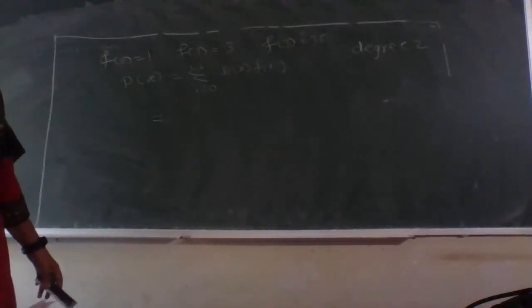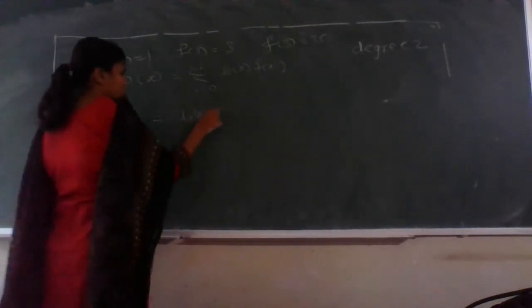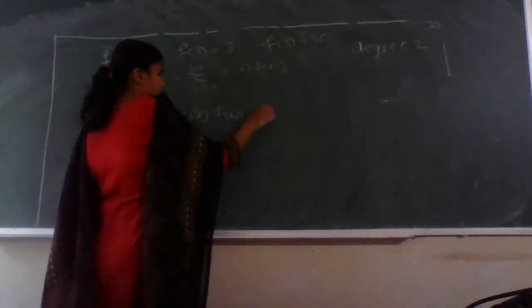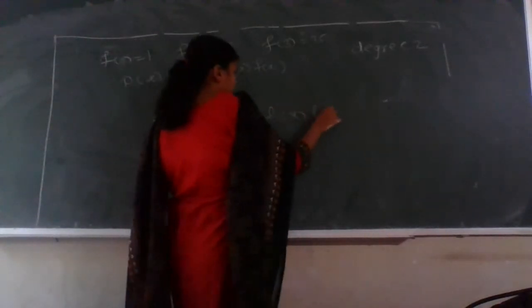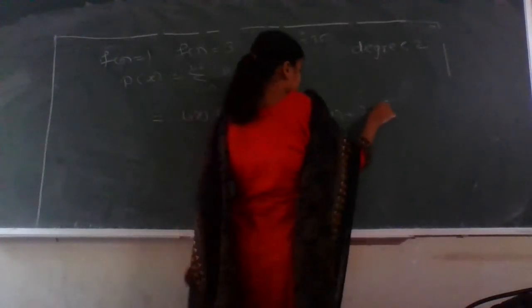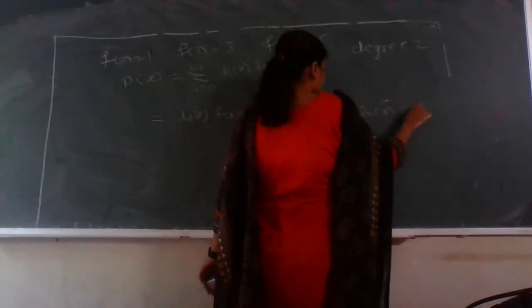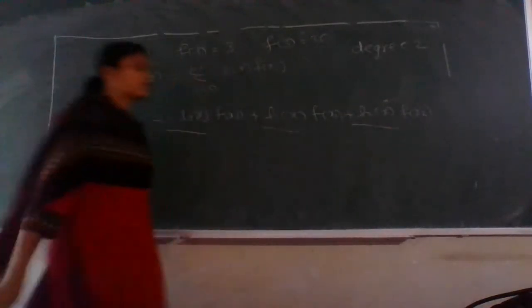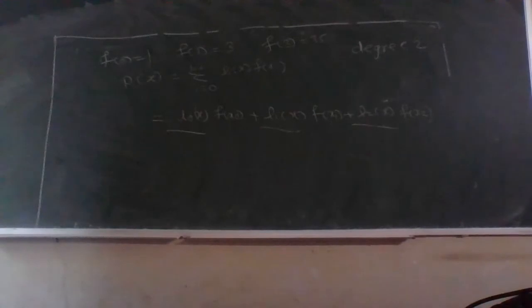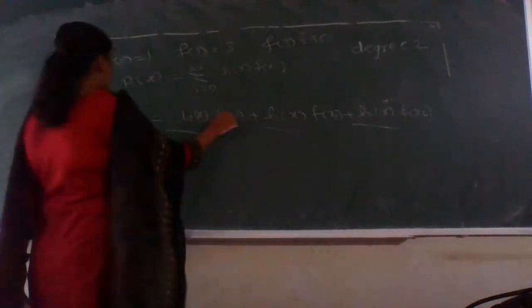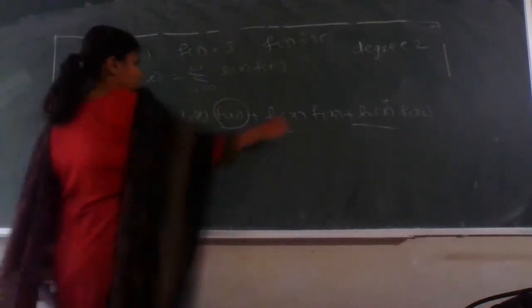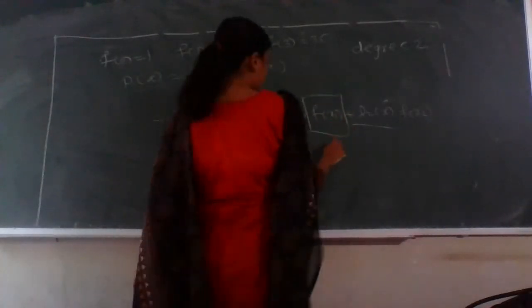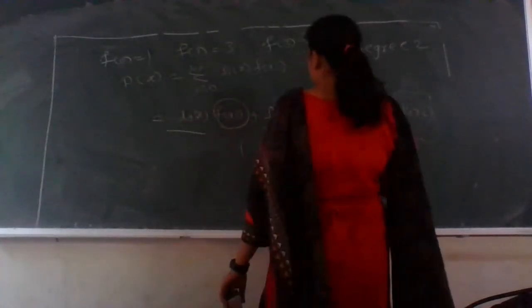Let me write down L0 of x. What will be L0 of x? P of x is L0 of x into f of x0 plus L1 of x into f of x1 plus L2 of x into f of x2. For that, first we must know what L0, L1 and L2 are. As already provided, f of 0 is 1, so here we have to write 1. What is f of x1? That is f of 1, which is 3. What is f of x2? That is f of 3, which is 35.